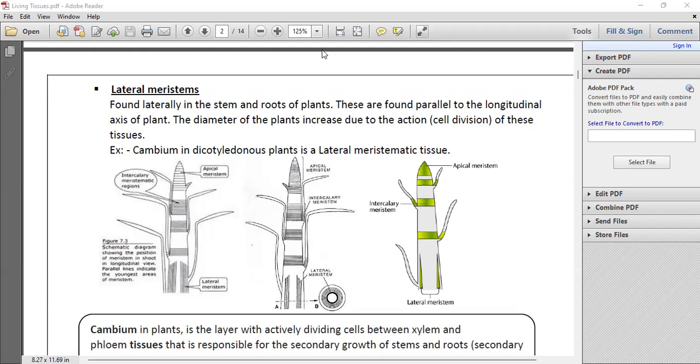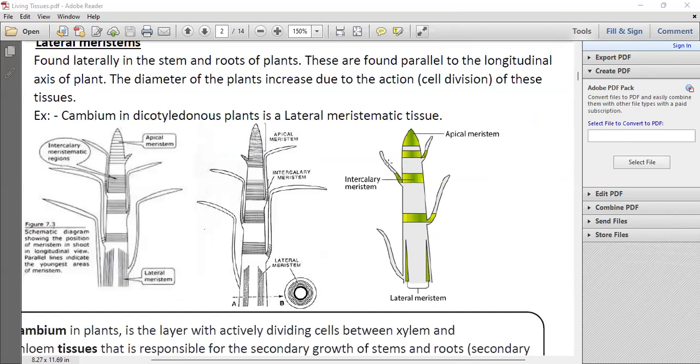Now you have an example here. They have taken a grass-like plant. In this sketch, all three types of meristematic tissues are included. Here, apical meristems are in the shoot apex. There can be apical meristem present in the root apex as well, and also in the axillary buds, the lateral buds. Then the intercalary meristem makes the grass grow.